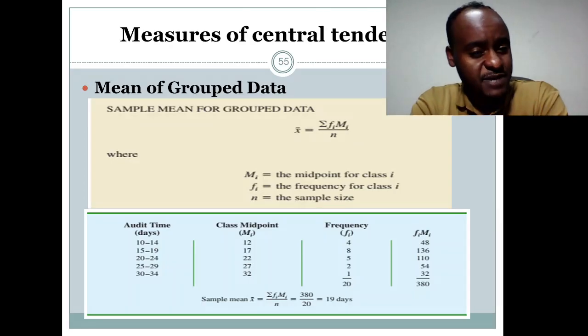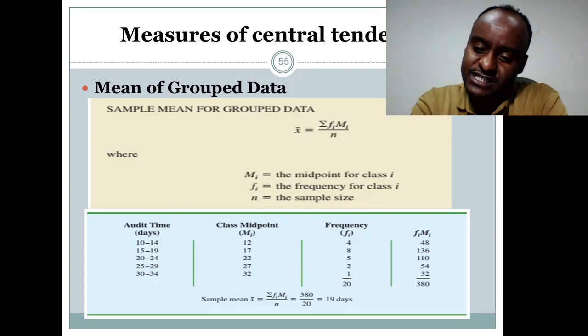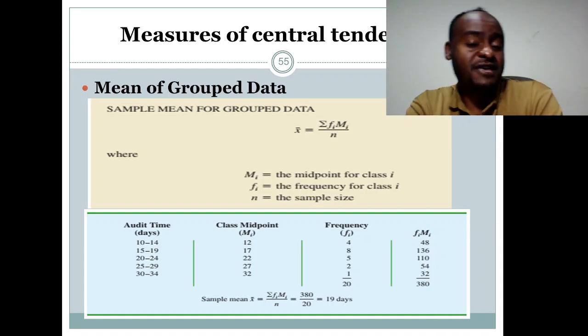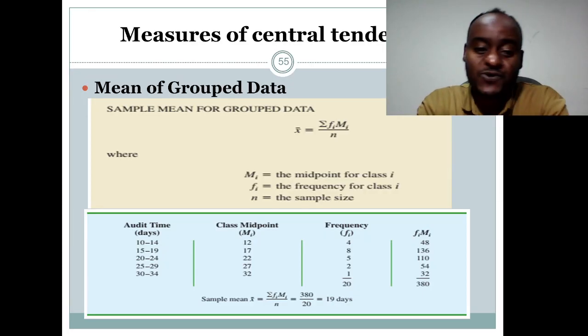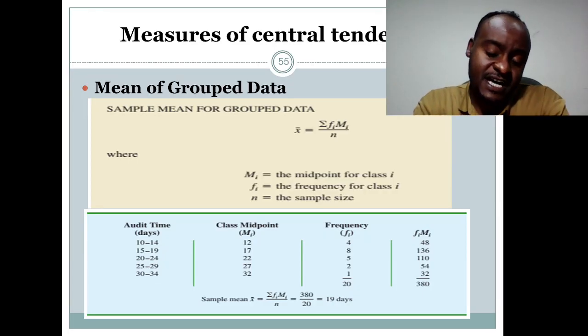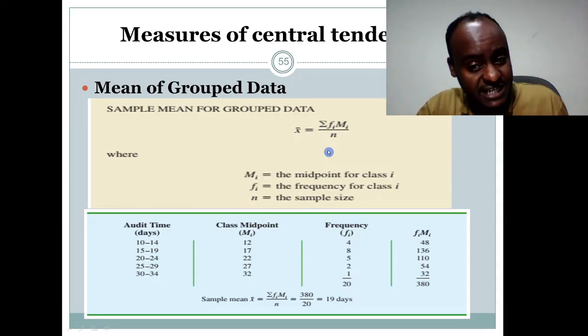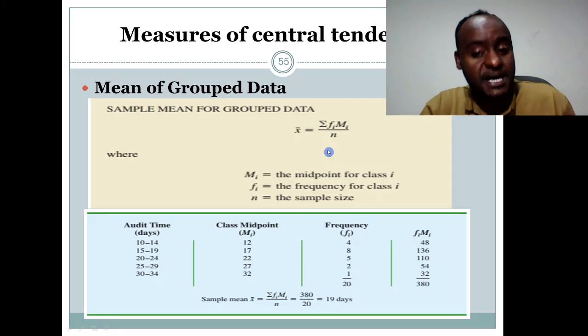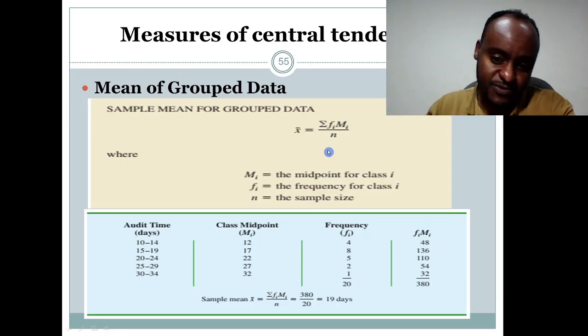Another type of mean is grouped mean. Of course, sometimes your data is continuous, then you make groups, right? And then if you want to calculate the mean, you need to calculate the grouped mean. The formula to calculate the grouped mean is, of course, the summation of the frequency of that class or that interval times the midpoint of that interval, divided by the number of observations.